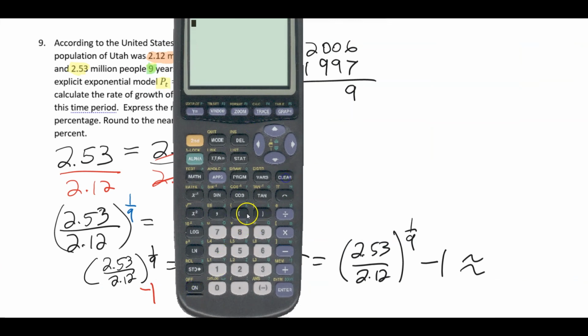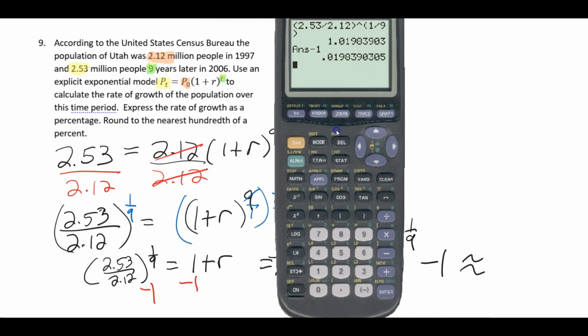So we have parenthesis 2.53 divided by 2.12 close parenthesis. This is to the power 1/9. We can do this in a couple of ways. Power button, parenthesis 1 divided by 9. That's a very safe approach. Let's just stick with that. And then subtract 1. This is the number we're looking at.